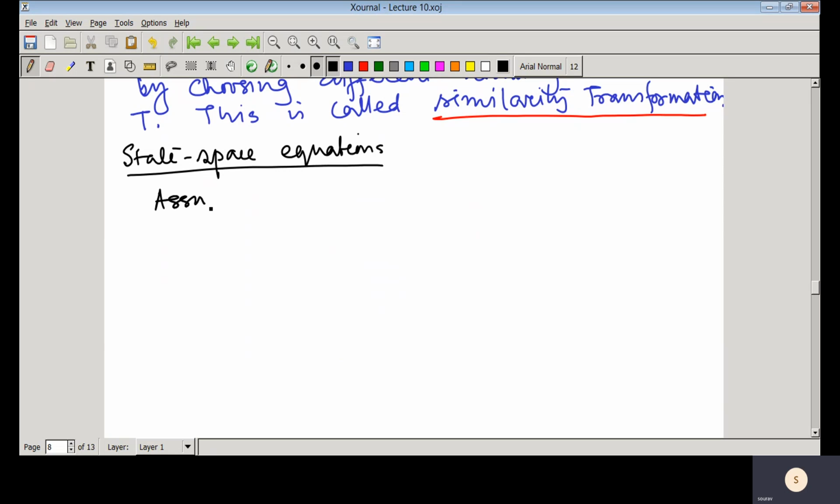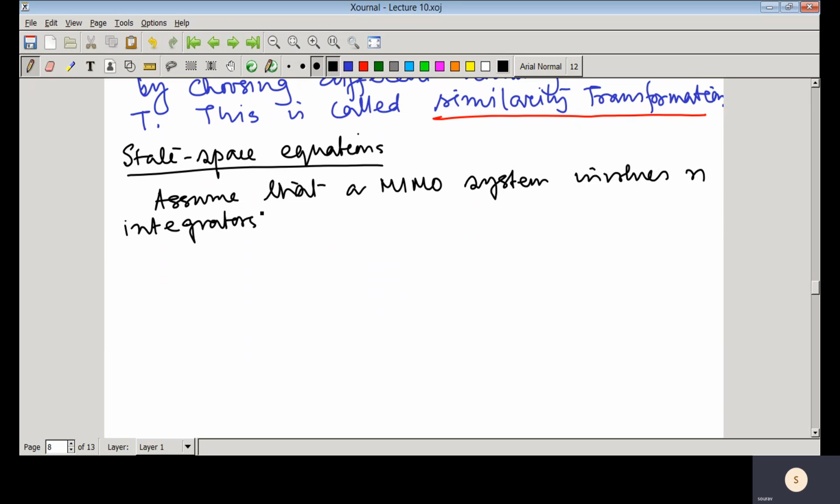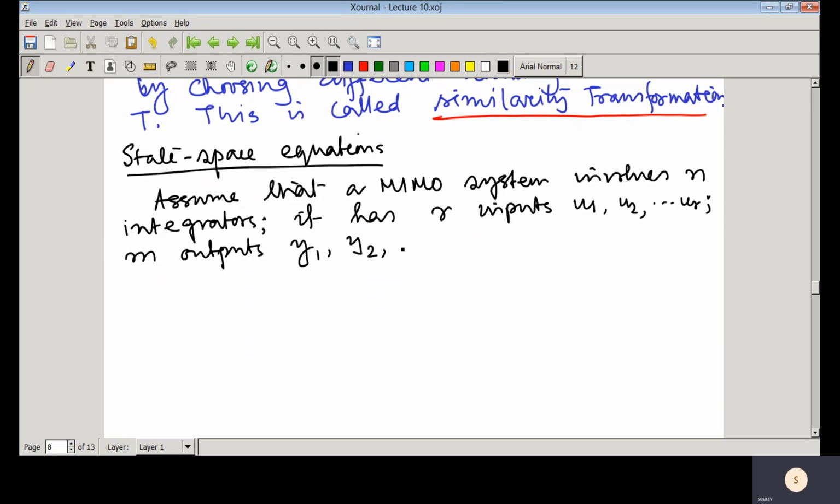So assume that a multi-input multi-output system involves n integrators. So n integrators means it has n number of states. It has r inputs, r number of inputs, that is u1, u2 to ur, and m outputs, that means m number of outputs, that is y1, y2, to ym.